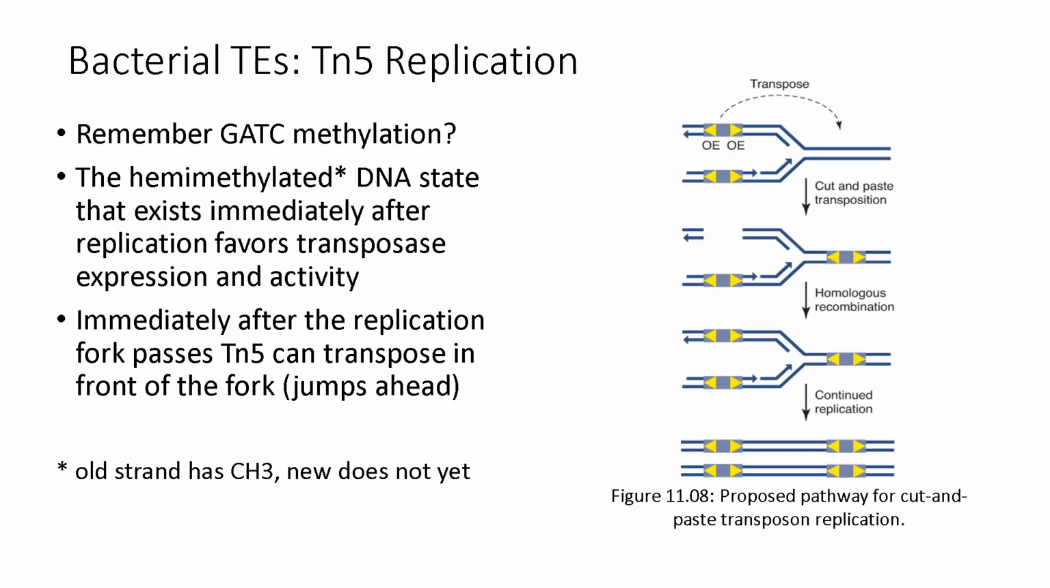An interesting regulatory mechanism involves GATC methylation. After replication, the DNA is hemimethylated: the old strand is methylated, and the new is not. This transient state activates transposase expression. Right after the replication fork passes, Tn5 can jump ahead, capitalizing on the timing of methylation to enhance its mobility.